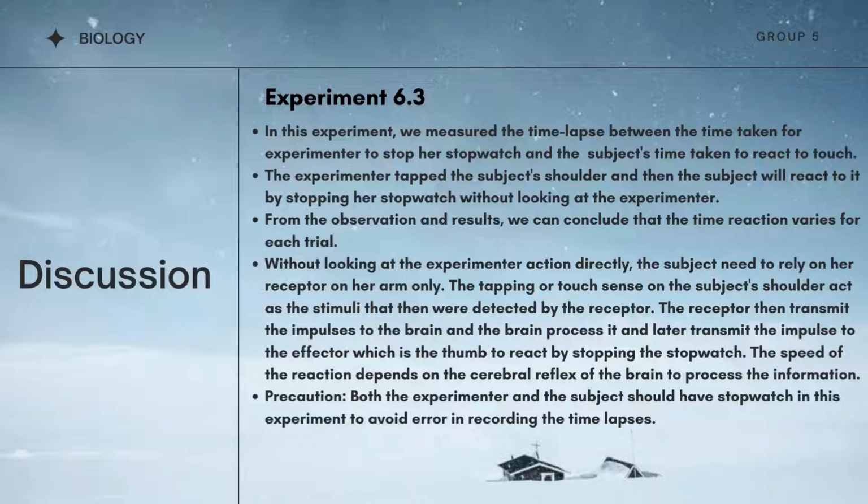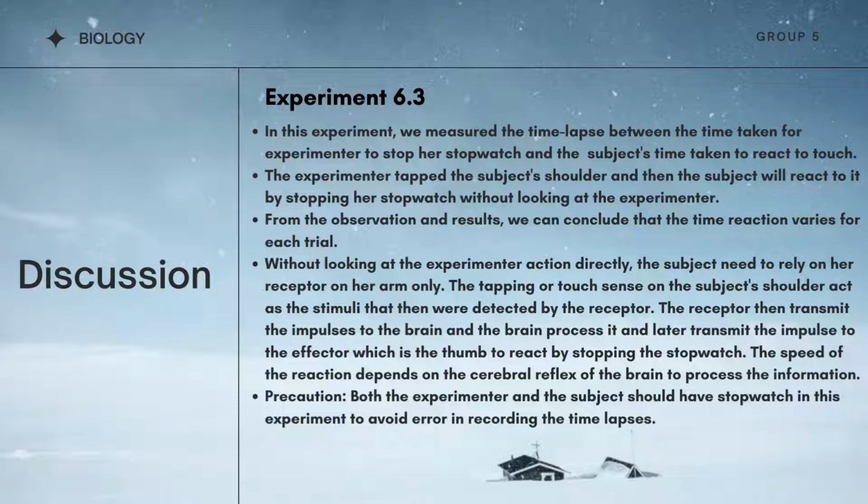Lastly, in experiment 6.3, we measured the time lapse between the time taken for our experimenter to stop her stopwatch and the subject's time taken to react to the touch. The experimenter tapped the subject's shoulder and the subject will react to it by stopping her stopwatch without looking at the experimenter. From the observation and results, we can conclude that the reaction time varies for each trial. Without looking at the experimental action directly, the subject needs to rely on the receptor on her arm only.